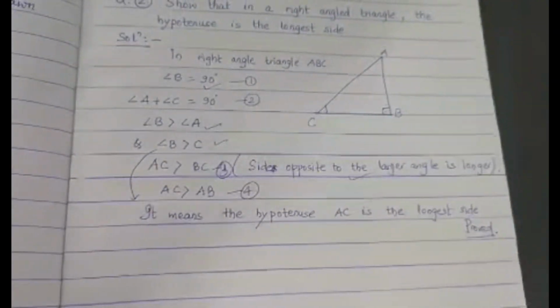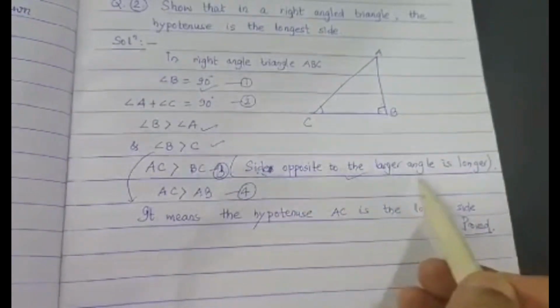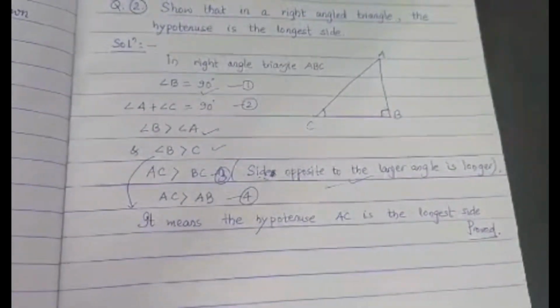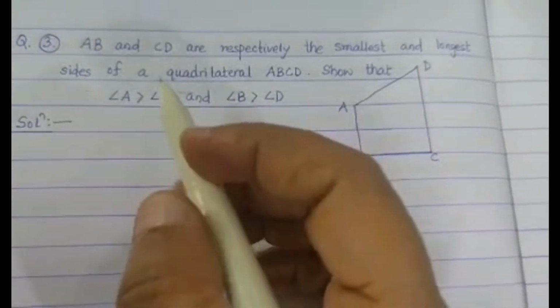Alright. So basically we are using the property that the side opposite to the larger angle is longer, this theorem. Alright. Now let's move on to the next question. Now let us solve this question.